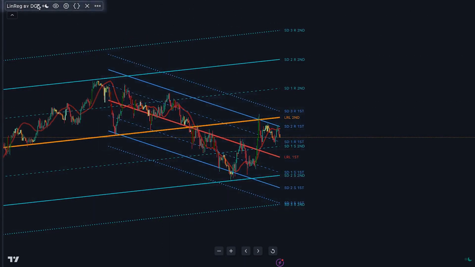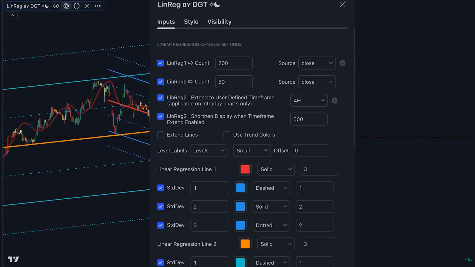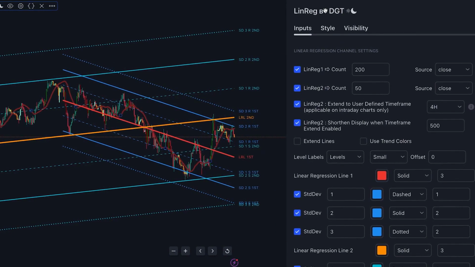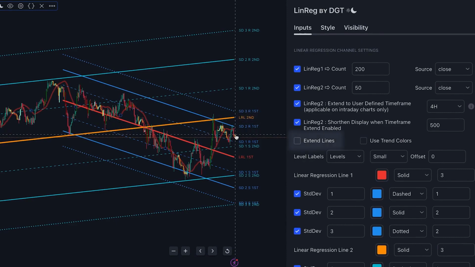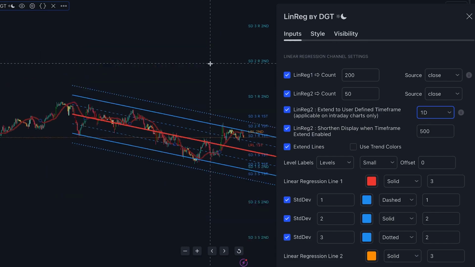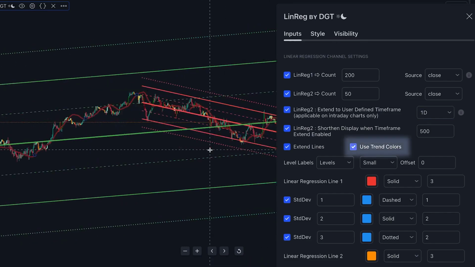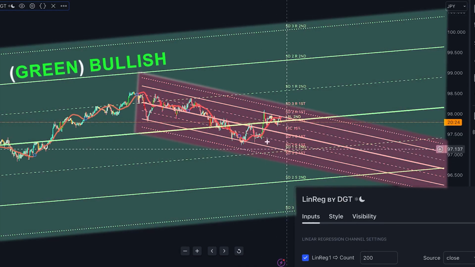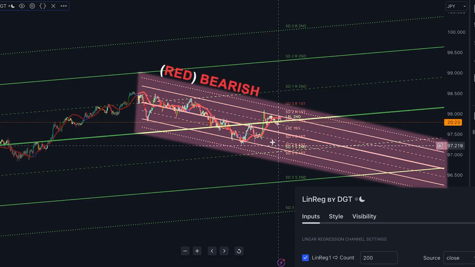Let's quickly go into the settings by clicking this gear icon to adjust a few options. First, we can see that the channel stops at the current candle. We want to enable Extend Line to have it plot beyond the current candle, allowing us to see projections. Next, let's increase this option to the daily for the second channel to be plotted based on the daily time frame. Next, we want to enable True Colors. This will color the channels based on the slope. So here we can see we have a bullish channel and an internal bearish channel.